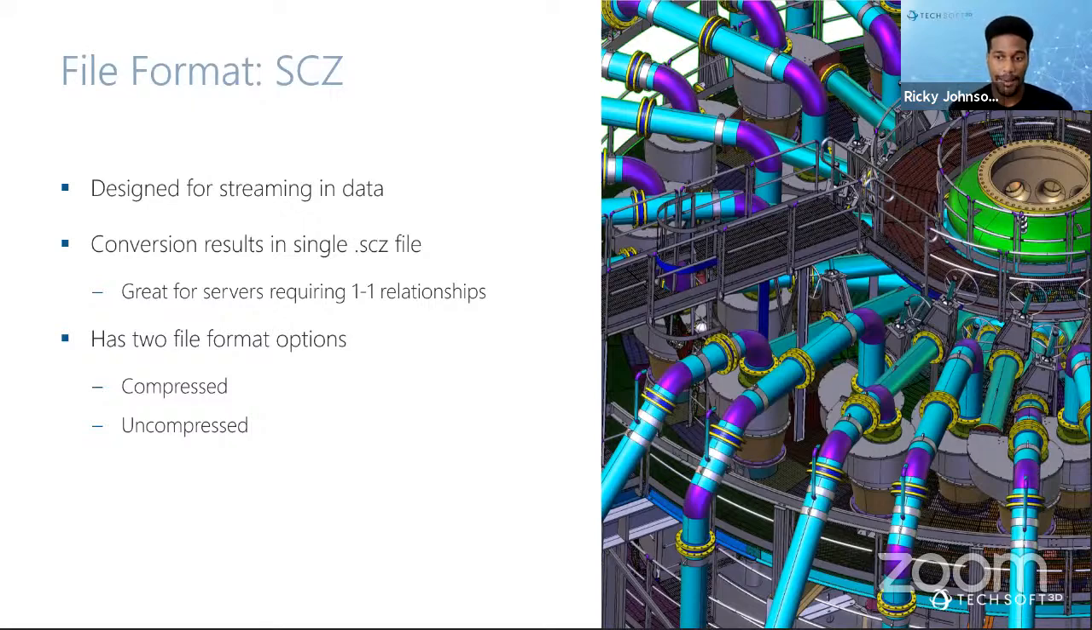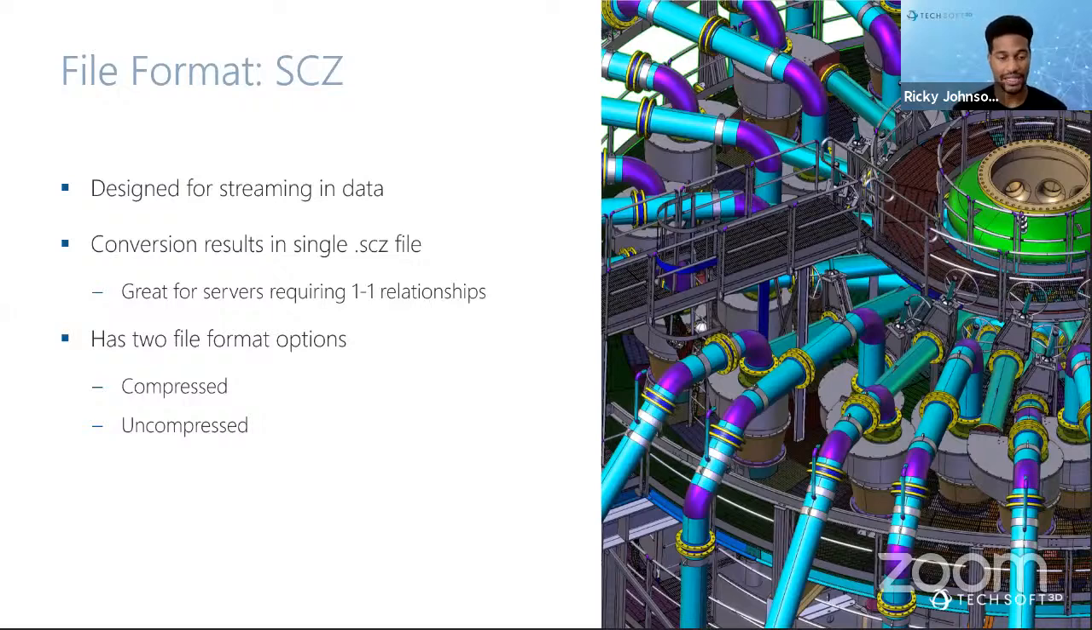It's great for small models. So there is a compression step that has to happen before it can be uploaded to your server. However, before that data can be streamed for viewing, there needs to be a decompression step. Now, this decompression step can take quite a bit of time if you're working with very large models. So therefore, due to this decompression step, the compressed SCZ isn't recommended for large models or large data situations.